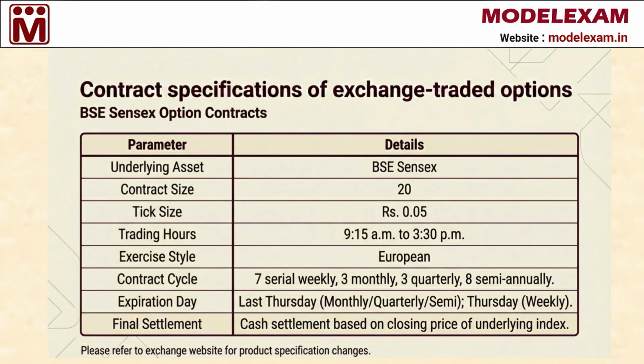Finally, let us look specifically at the BSE Sensex option contracts. These have a contract size of 20 and a tick size of 0.05 rupees. They follow a cycle that includes 7 weekly, 3 monthly, 3 quarterly and 8 semi-annual contracts. While the weekly contracts expire on Thursdays, the monthly and longer contracts expire on the last Thursday of the month. Just like the others, these are European style and settled in cash based on the closing price of the Sensex index.